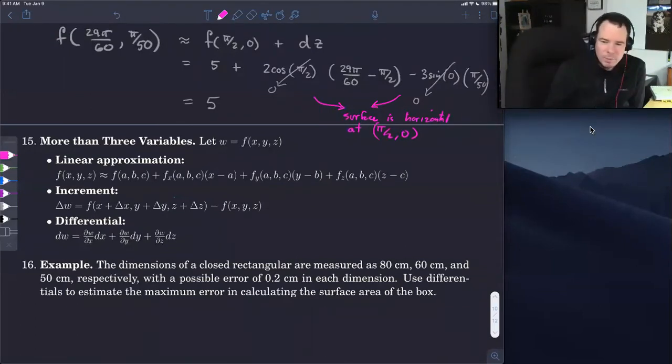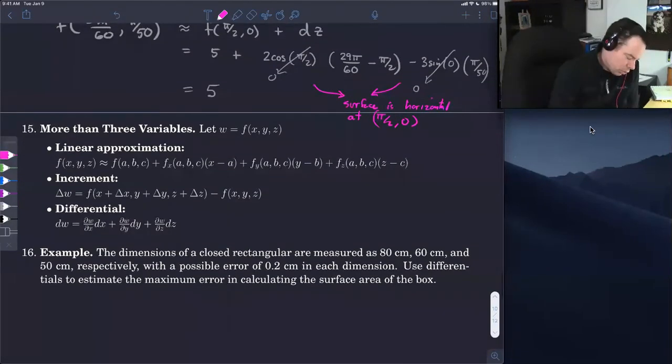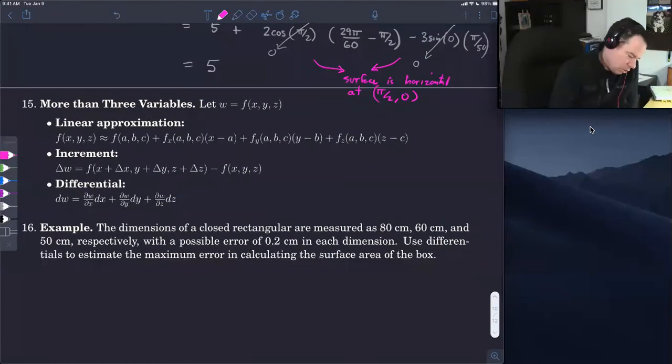So there's a linear approximation. The function value of multiple variables is approximately given by the function at a particular point, plus the changes in each of the directions. So the x partial, y partial, z partial times their various changes. The increment in the output variable is just the difference of the function value at the new point minus the function value at the old point. And that is approximated by the differential. And the differential is just the partial derivatives coming into play there and how things have changed in each direction.